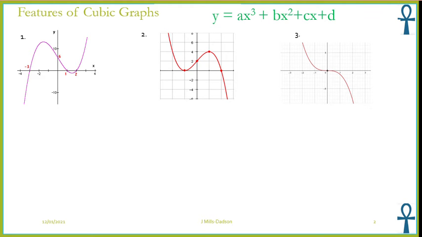Let's first have a talk about features of cubic graphs. Cubic graphs are generally of the form y equals ax cubed plus bx squared plus cx plus d. The d, the constant, is the intercept. It's a cubic graph because the highest power of x is cubed. So it doesn't necessarily have to have all four terms. You could have any combination, but the highest power of x has to be 3, cubed.